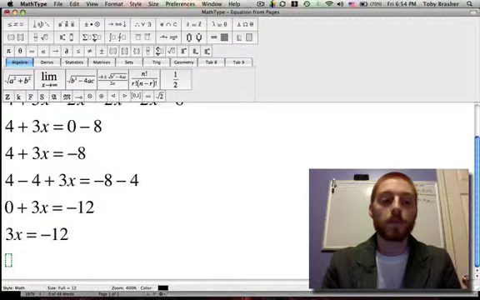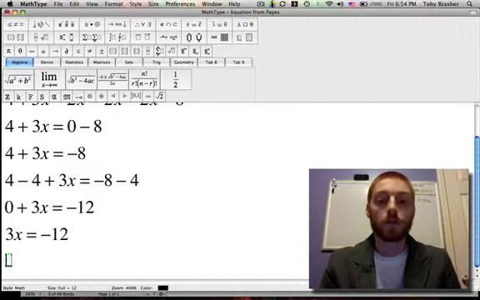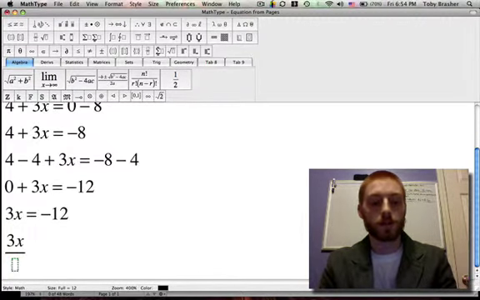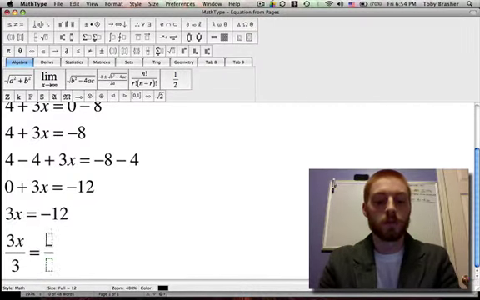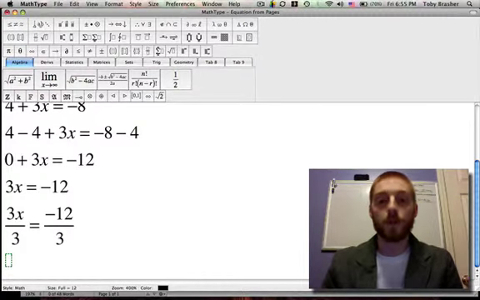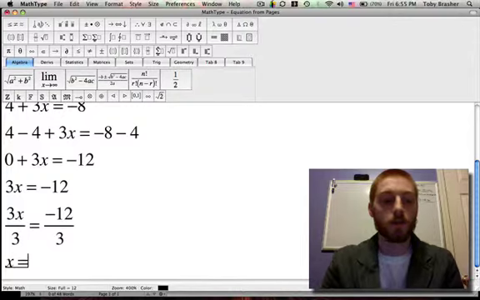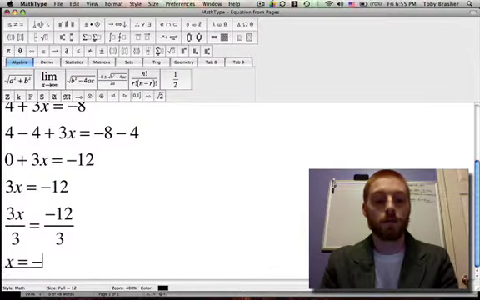In our next step, we have 3x, which is 3 times x. So to get rid of multiplication, we divide. 3x divided by 3 equals negative 12 divided by 3. Our 3 divided by 3 cancels out, and we are left with x equals negative 4.